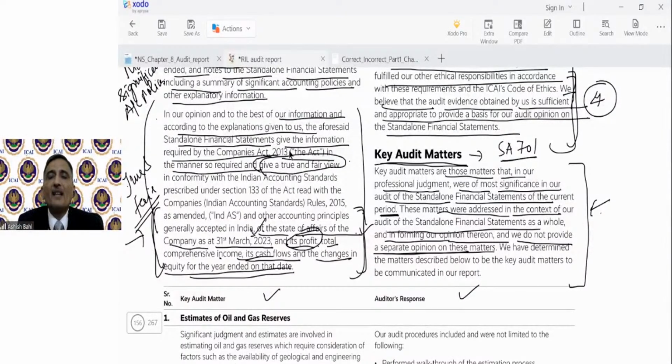We are not expressing a separate opinion on these key audit matters. These have been addressed and highlighted here because the auditors considered these matters as significant. They have considered these as important in the whole context of their audit of financial statements. So this is the meaning of key audit matters.